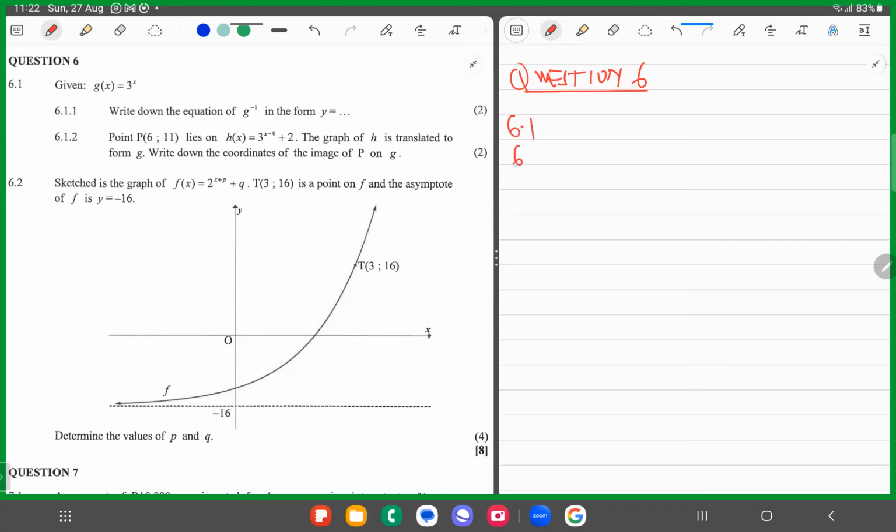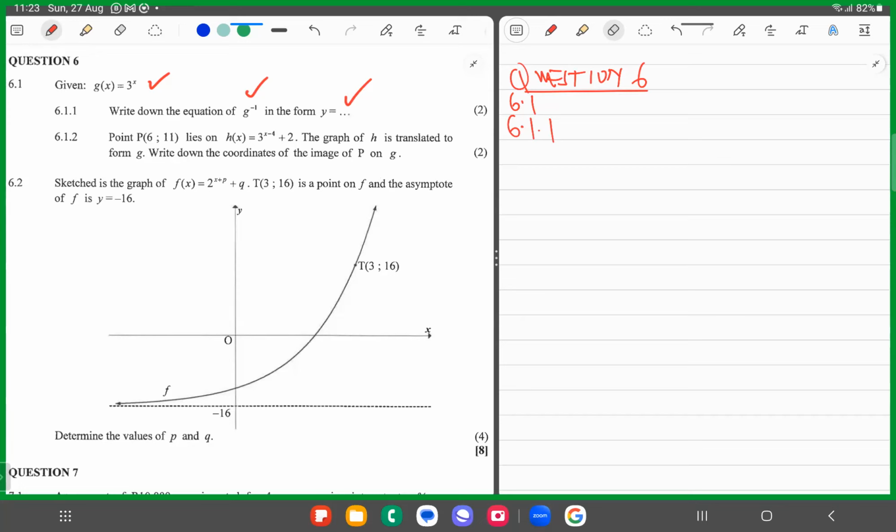There we're looking at 6.1.1. Right, so we have the function g. Write down the equation of g inverse in the form given. g of x is equal to 3 to the power x. Write down the equation of g inverse in that form.